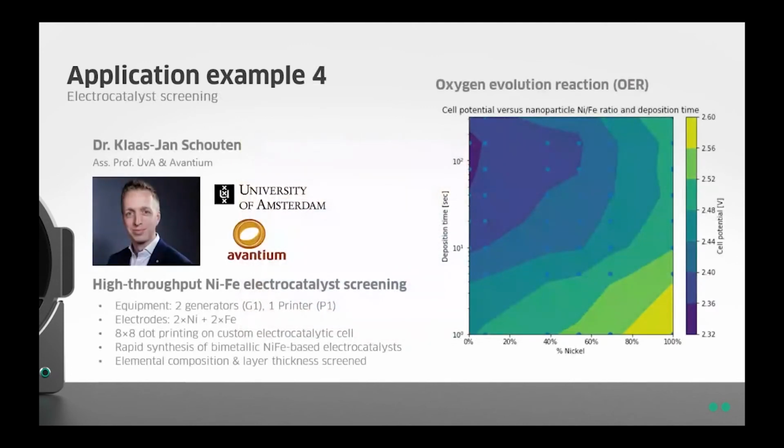The last application that I want to mention before I come almost to the last product is a collaboration we did with Klaas-Jan Schouten from Avantium, where we used 2 G1s and 1 printer, and we combined the output of nickel electrodes and iron electrodes, and then we printed an 8x8 matrix of different compositions of nickel and iron. Avantium was then able to analyze all those compositions in an automated process for their use in oxygen evolution reactions.